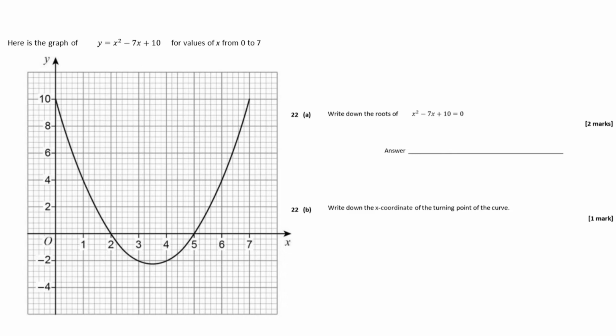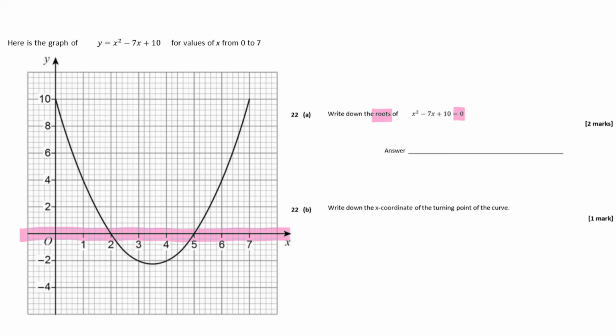Question 22. Here is the graph of y equals x squared minus 7x plus 10 for values of x between 0 and 7. Okay. So question 22a says write down the roots of x squared minus 7x plus 10 is equal to 0. Basically what it's doing here, when we're asked to find the roots, or we're given an equation that's equal to 0, y is equal to 0 is actually this line here. It's the x-axis.